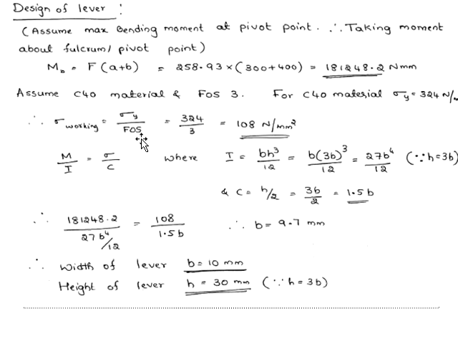Now sigma value is pending. Assume C40 material, factor of safety 3. For C40, sigma y is 324 Newton per mm square. Therefore, sigma working will be 108 Newton per mm square. Substitute all the values in bending stress equation. You will get width of the lever as 10 mm. Therefore, height is 3 times width. So, height will be 30 mm.